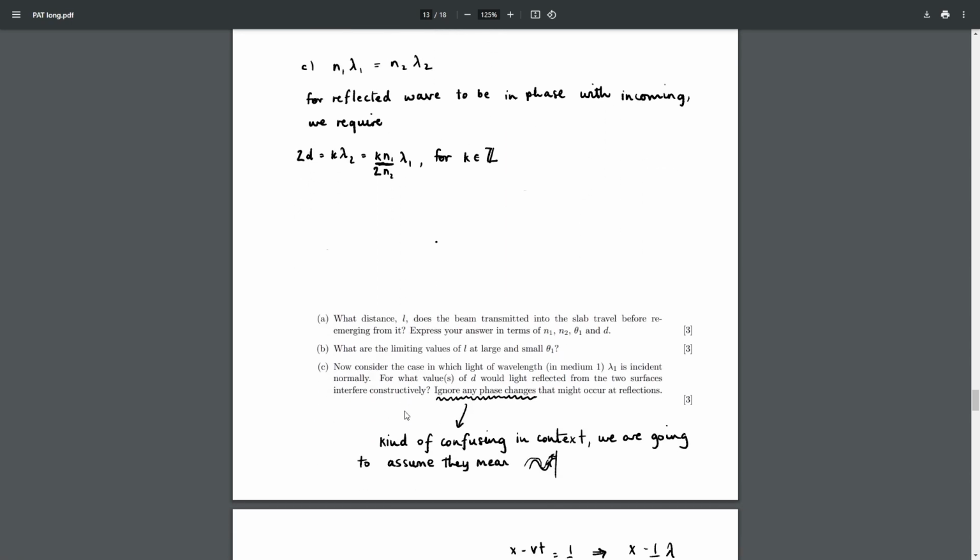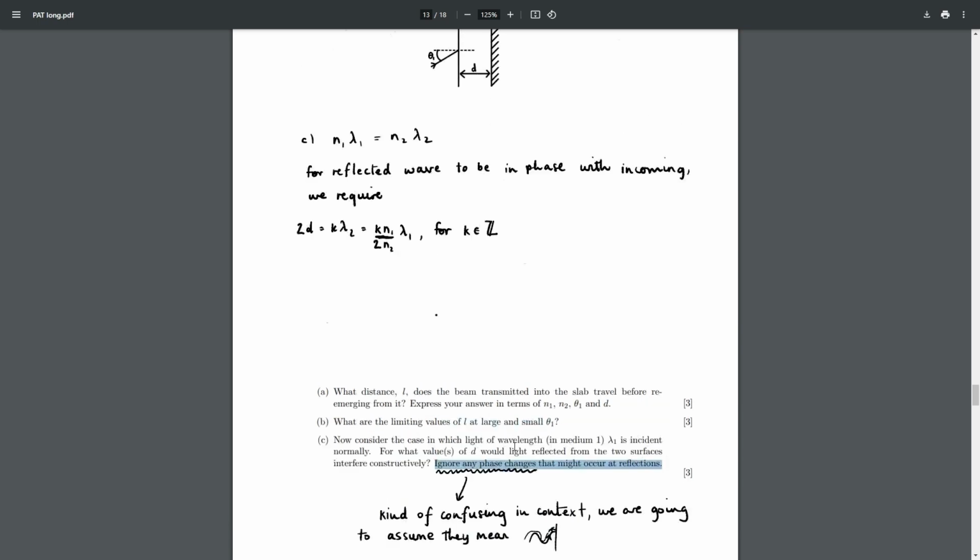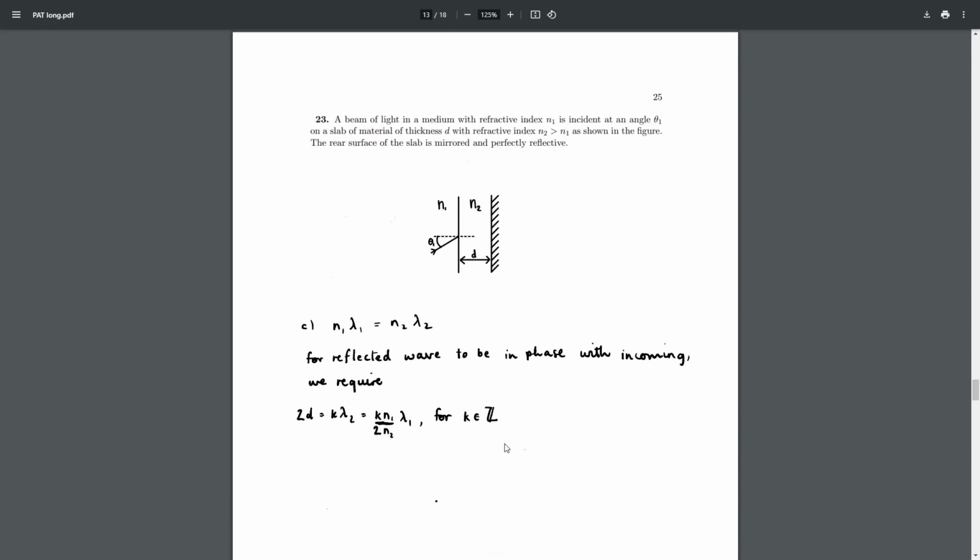Just one more note on this one: normally you do have a phase change at a boundary, so we're ignoring this, like we're told, and we're assuming they just mean the wave comes back on itself without flipping or changing its phase at all.